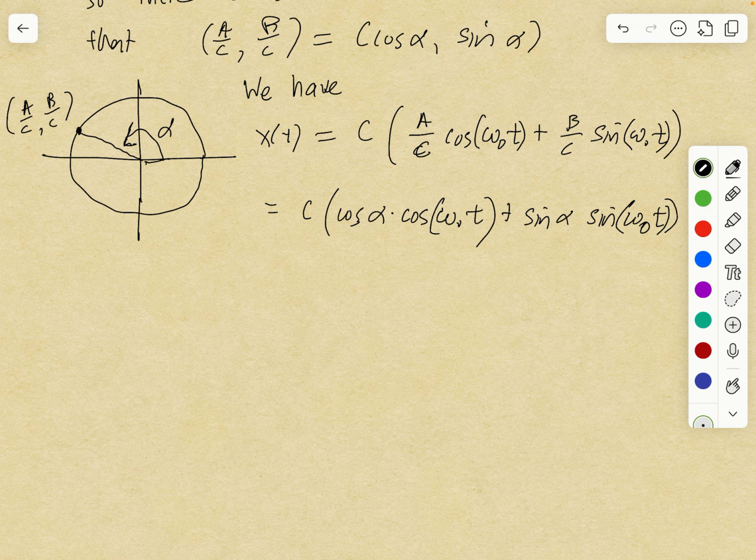Okay. Now here we have cosine alpha cosine beta plus sine alpha sine beta, where beta is omega naught t. There's a trig identity for this, that implies that this is the same as C times cosine of omega naught t minus alpha. So that is x of t.